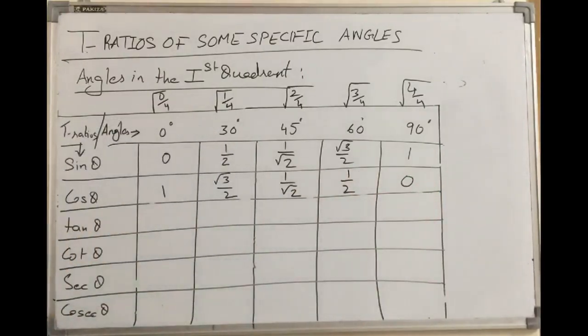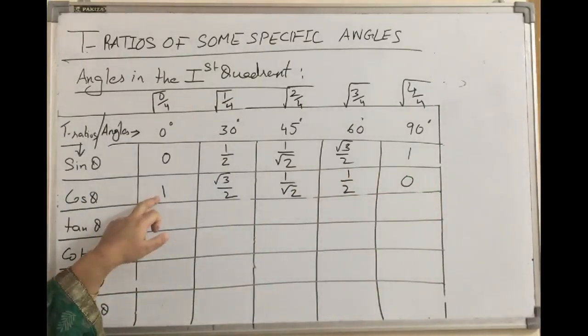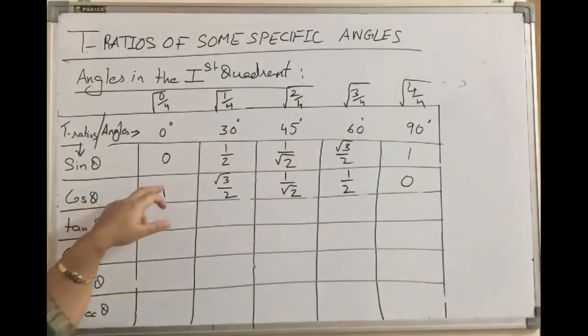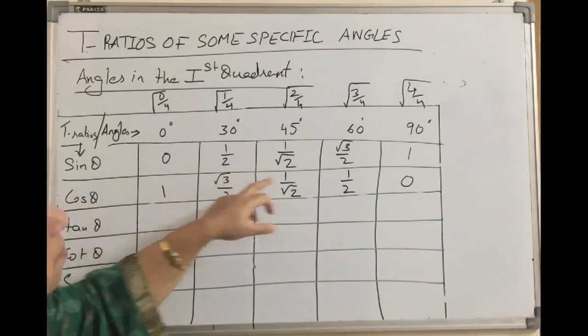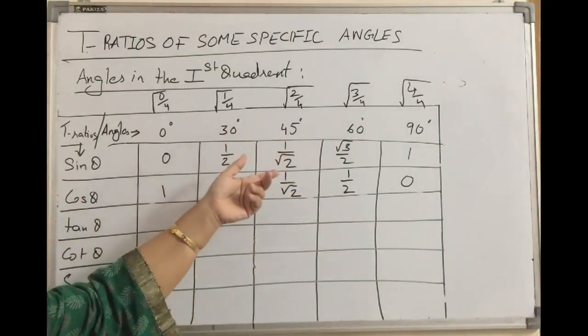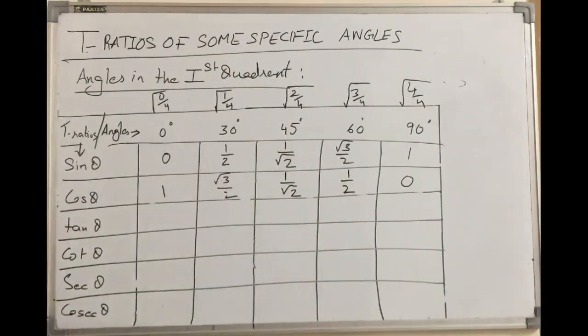Why? See, cos 0 and sine 90 are complements. 0 plus 90 is 90, 30 plus 60 is 90, so their values have reversed. 45 plus 45 is 90, it remains the same.